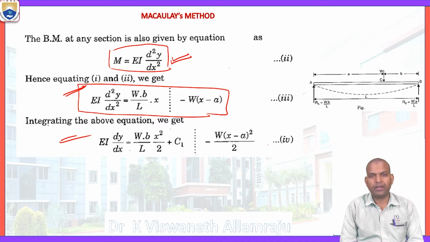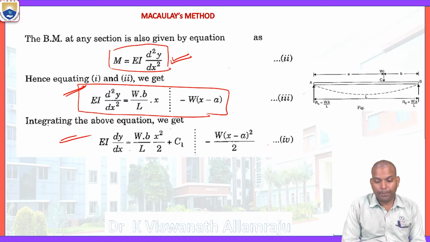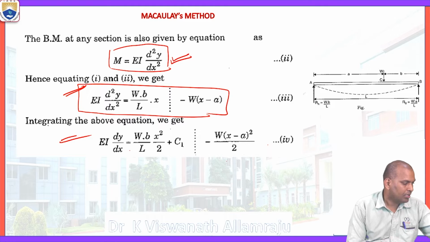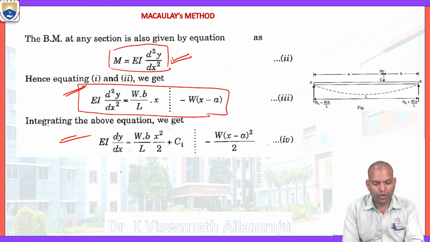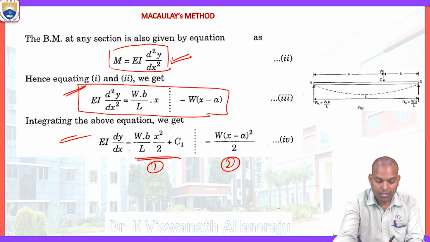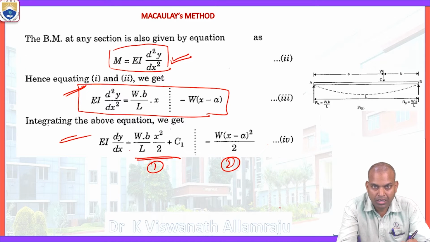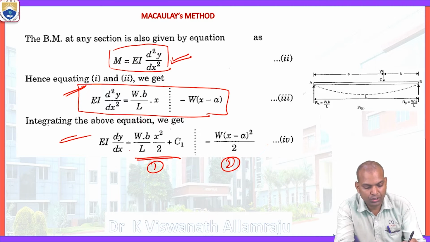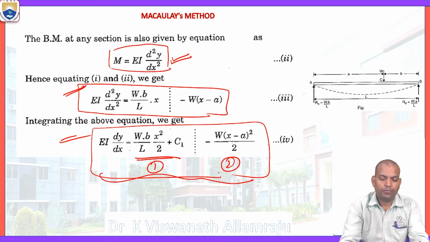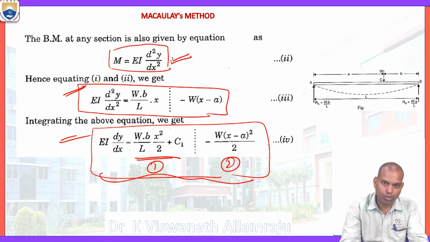If you want to find the value of slope and deflection between points A and C, which part do we have to consider? We have to consider part 1. This is part 1 and this is part 2. And if you want the slope and deflection between C and B, then consider the sum of part 1 and part 2, the total equation, provided the constants of integration are known.